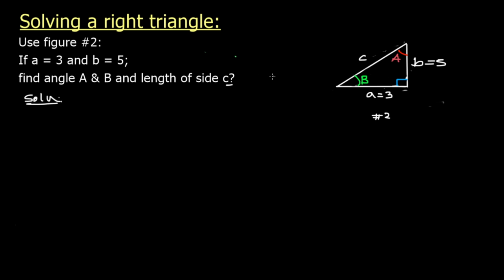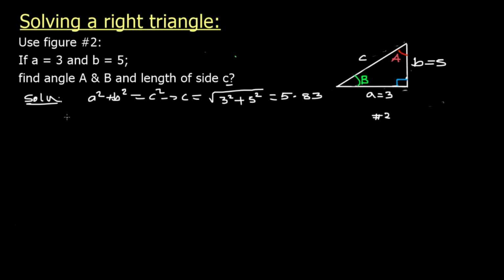Solution. So we can start right away either using the Pythagorean theorem to find C, A squared plus B squared equals C squared, or we could use trigonometry equations to find the angles. So let's start with this and find the side first. It will become handy to know the hypotenuse, and then we will be able to use sine, cosine, and tan equations. So this leads to C equals the square root of A squared. A is 3, so 3 squared plus B squared, which is 5 squared, gives 5.83.